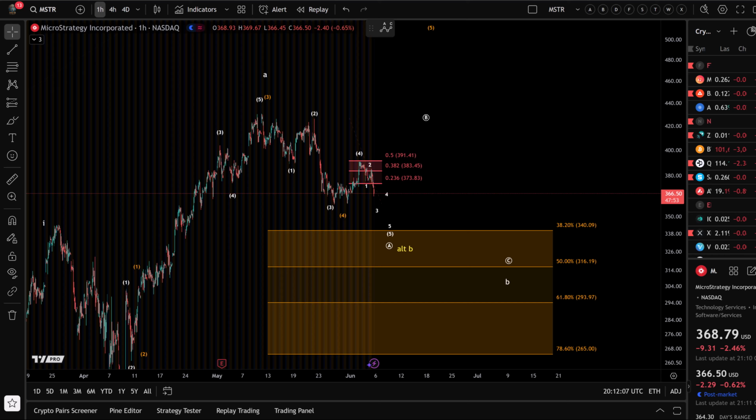And welcome to another update video on MicroStrategy. So yeah, this chart is currently following the expected wave count to the downside, the expected structure.